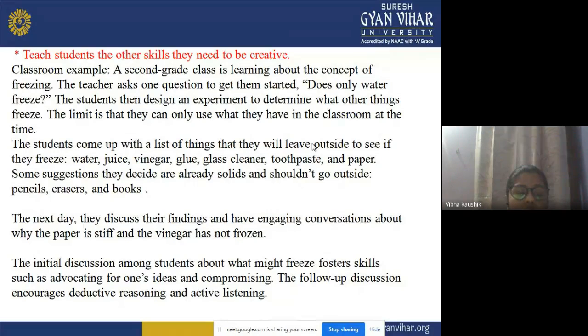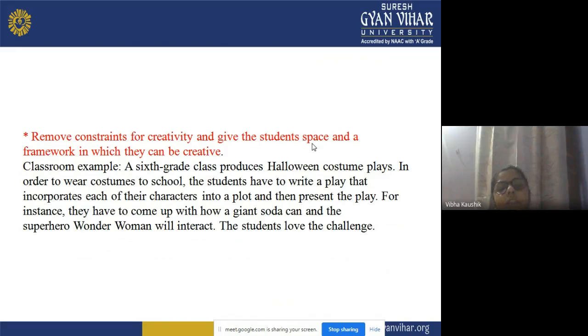The follow-up discussion encourages deductive reasoning and active listening. After students give their ideas and compare them with other ideas, the follow-up discussion will be held, and it will encourage them toward deductive reasoning. That means to think in a new and innovative manner. And active listening means they will listen to what other students say. Remove constraints for creativity and give the students space and a framework in which they can be creative.